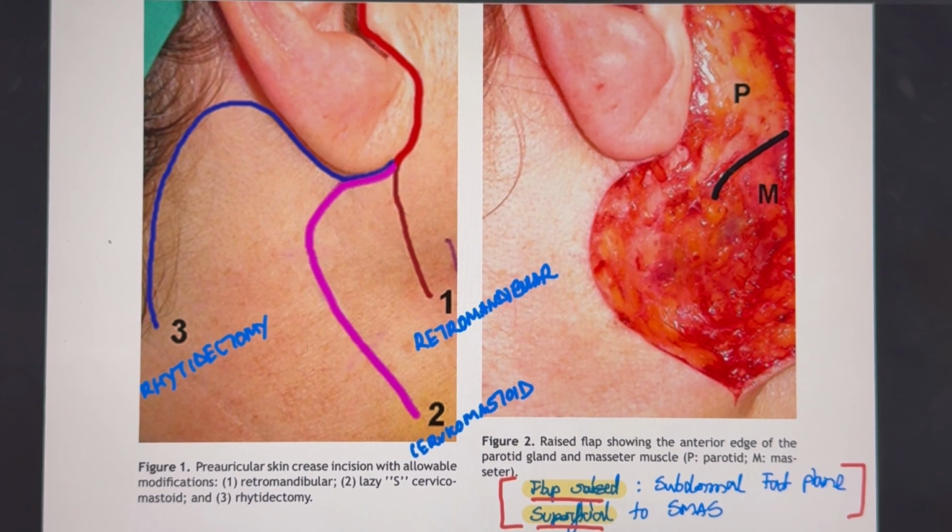Okay, so now let's understand how to raise this flap. This flap is raised in the subdermal fat plane, preserving the greater auricular nerve. So this is very important. The flap is raised in the subdermal fat plane, so just subdermis, there the flap is raised and it is superficial to the SMAS layer. So these are the two important points when going through the APTM approach, that is, you go subdermis and you go superficial to the SMAS layer.